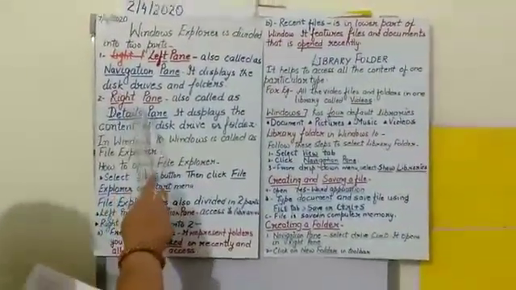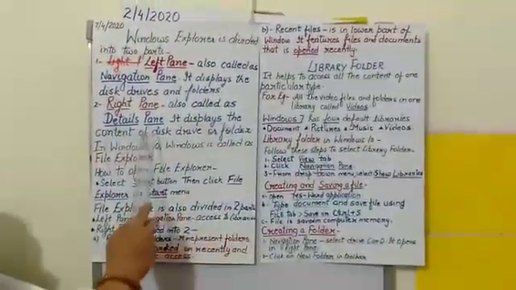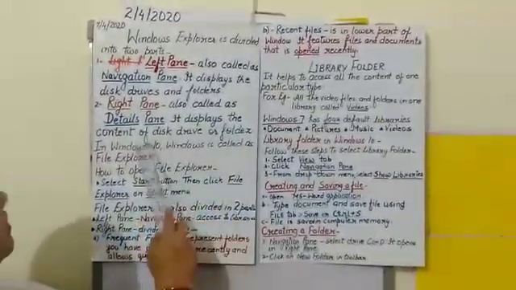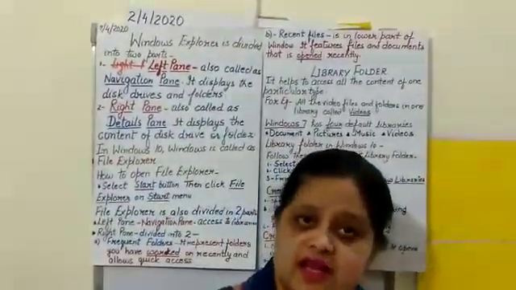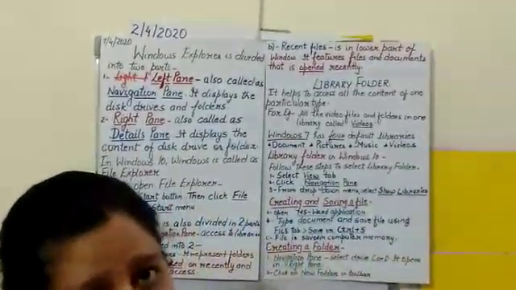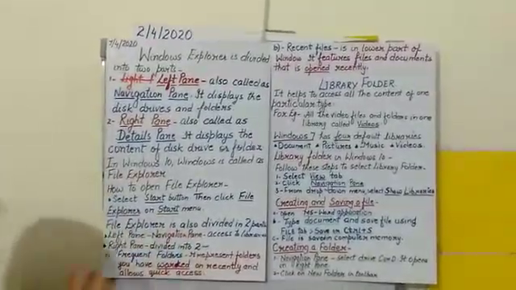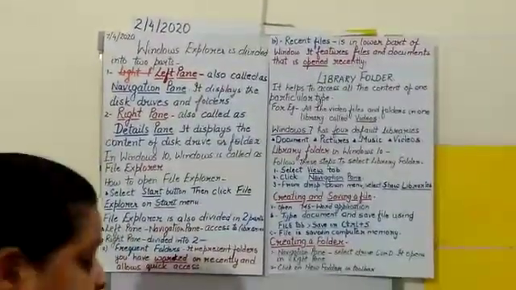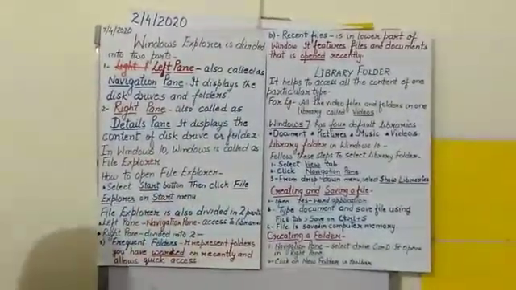The second one is the right pane, that is the bigger part of the screen, also called the details pane. It displays the content of a disk drive or folder. Whatever material is there in the disk drives or in the folders is displayed in the details pane, and that occupies the maximum part of your screen. So this is how Windows Explorer is divided.